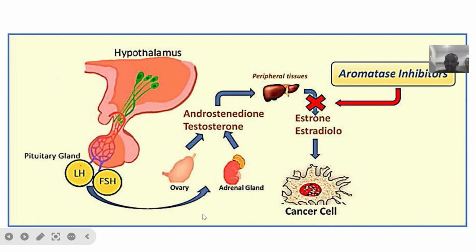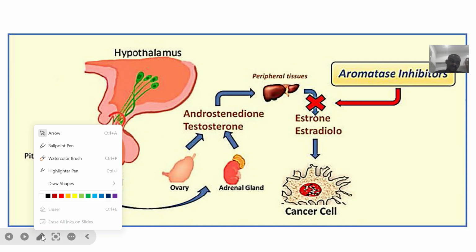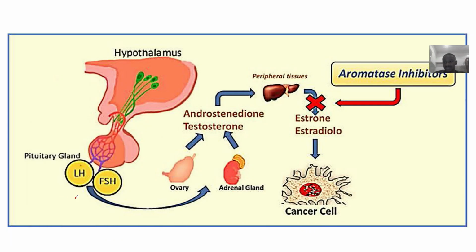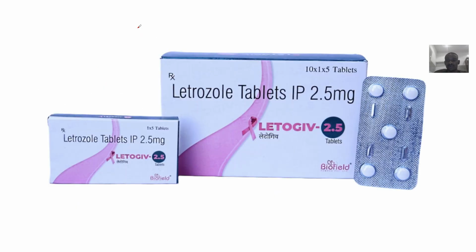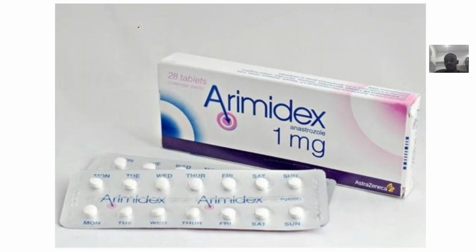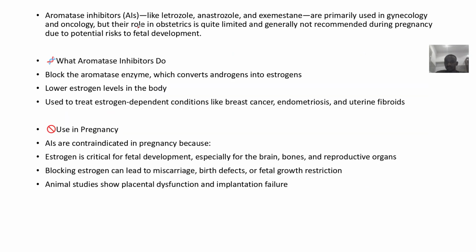they are just drugs that basically inhibit, right? Inhibitors, of course, should be blocking something, so that is something we are now trying to establish. For example of those drugs, we have Letrozole, Anastrozole, and Exemestane. They are primarily used in gynecology and oncology, but their role in obstetrics is quite limited and generally not recommended during pregnancy. So basically it's gynecology and oncology.